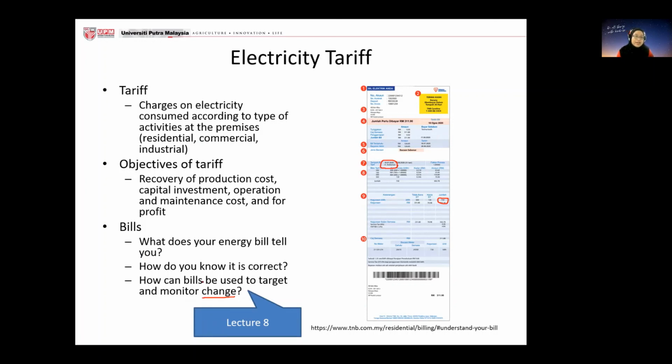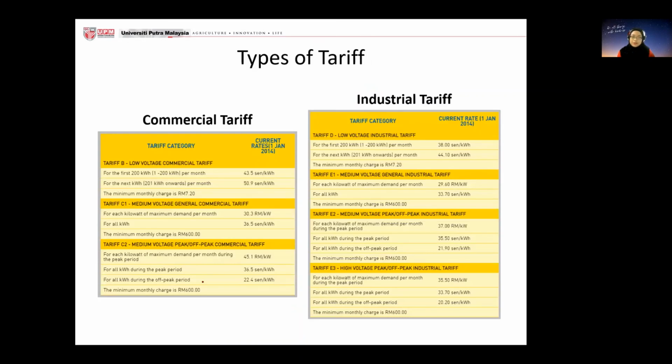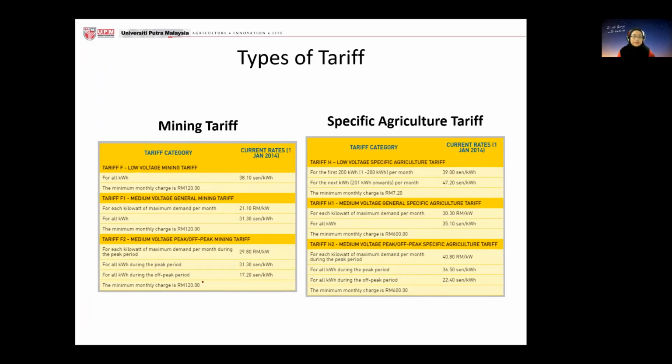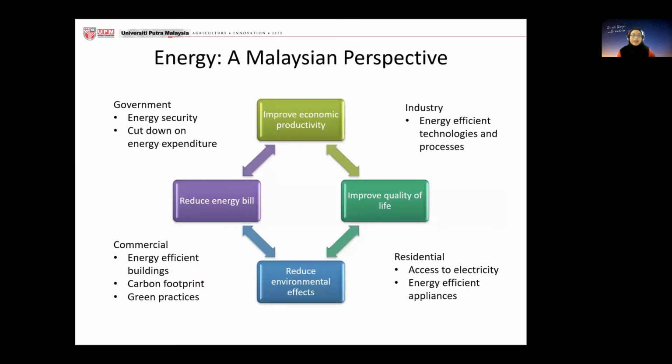So basically, when you look at tariff, just know that different rates are available for different types of customers. You have commercial tariff, industrial tariff, mining tariff, and also specific agriculture tariff, apart from the normal residential tariff. There are also some others which you can look at on the TNB website.